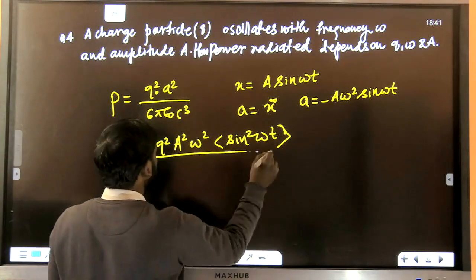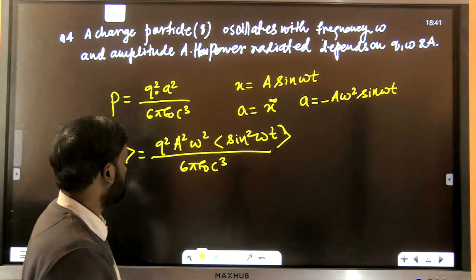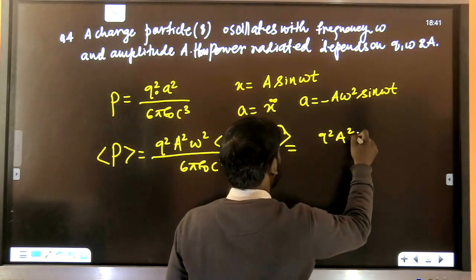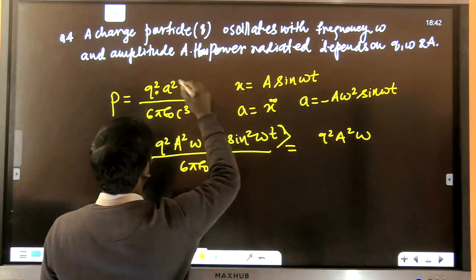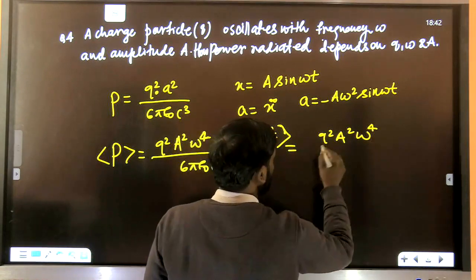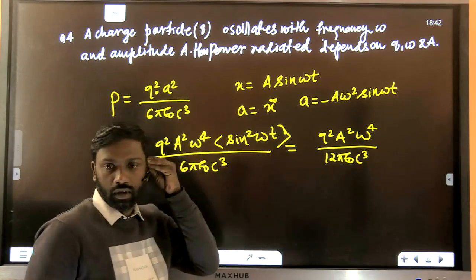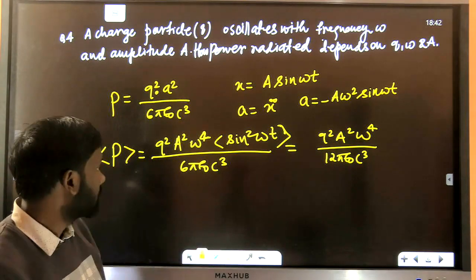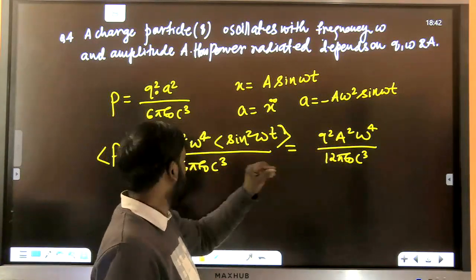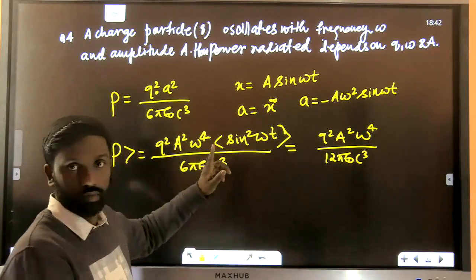And here 6 pi epsilon naught and c cube. So the average of sine square is 1 by 2 actually. So this gives you q square a square and omega power 4 here. See, there was omega square, you are taking the square of acceleration, so you get omega power 4 here. So omega power 4 divided by 12 pi epsilon naught and c cube. That's the answer. So we can say that power radiated is proportional to q square a square omega power 4. So that was one option actually.